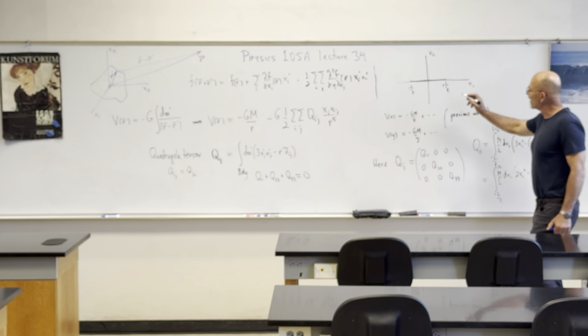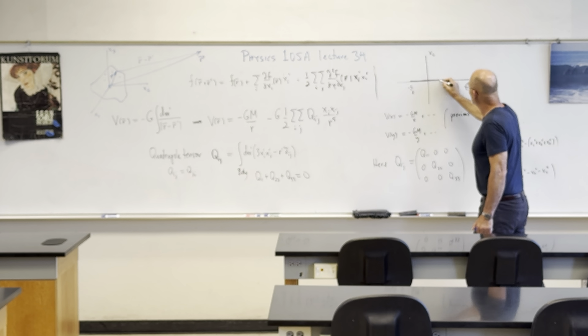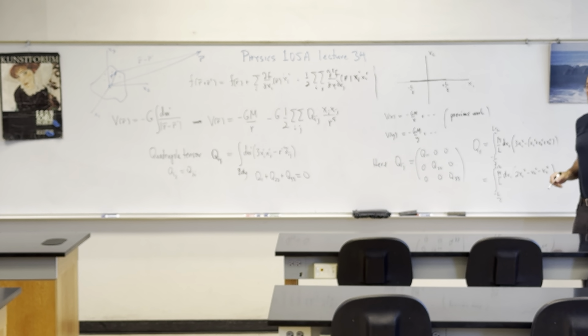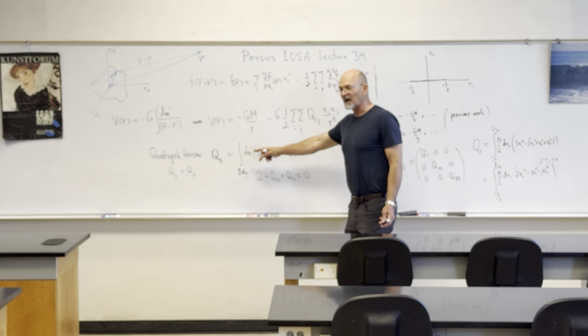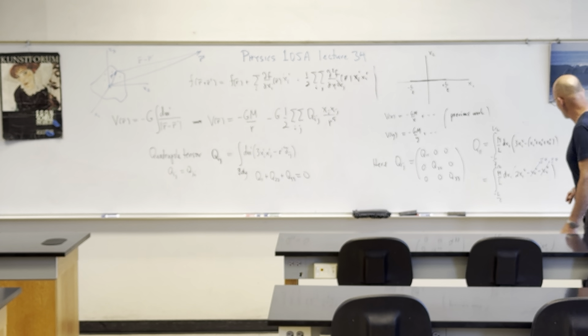Now, because this is just a thin rod, it has no dimensions in x2 and x3, right? We're idealizing it as just a linear rod. So for that reason, these two are identically 0. It has no extent in those directions. Remember, we're integrating over the body here. I just dropped the primes because we don't need them any more. Yeah, so this one is quickly done, right?